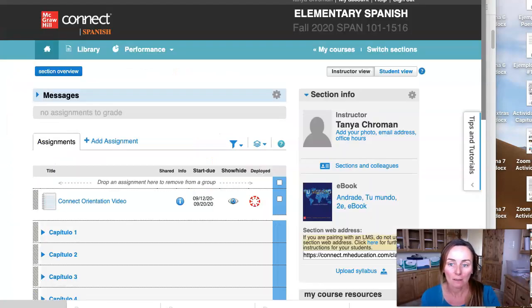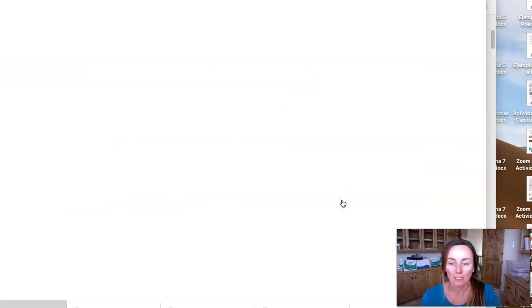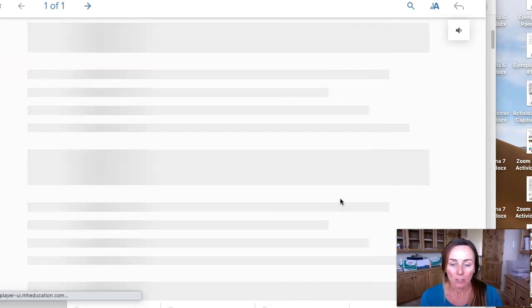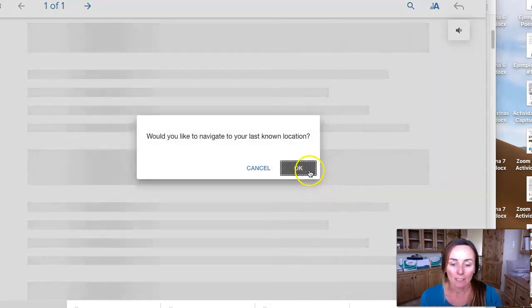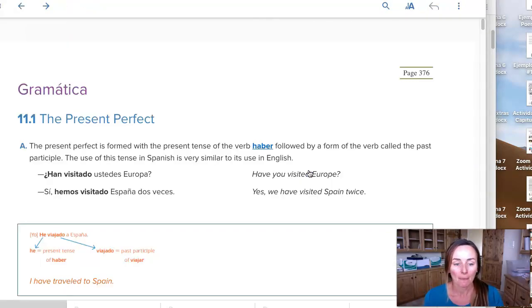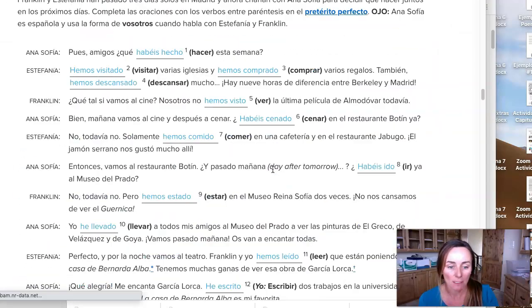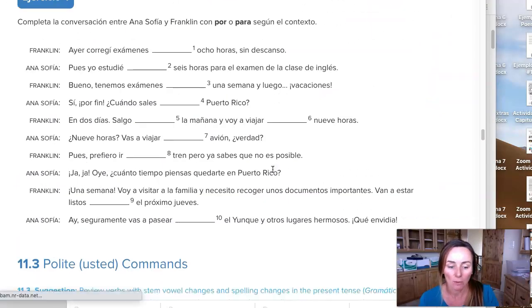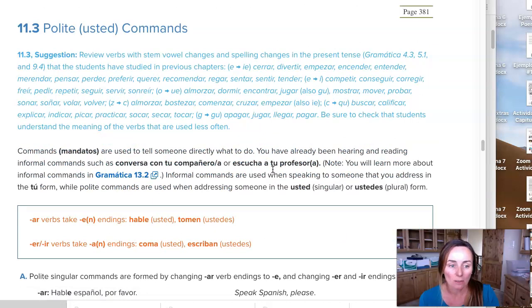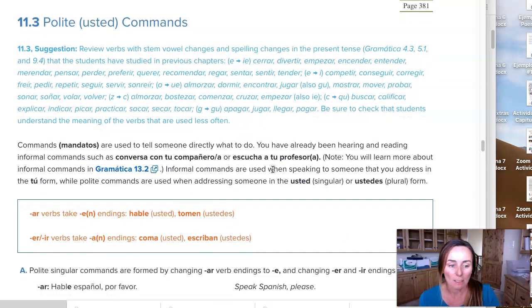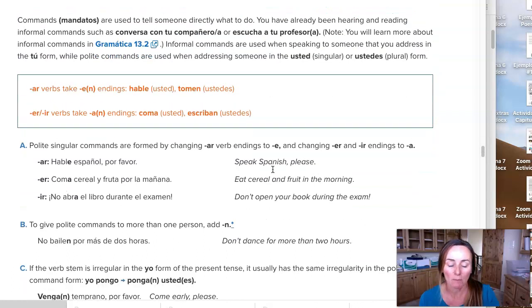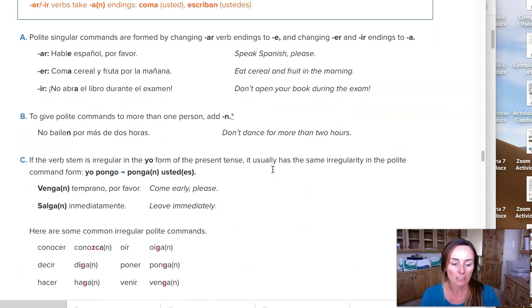And then also one other thing I wanted to show you is in your textbook. So you should be following along and doing the activities that are in your textbook. Like I said, this week we're finishing up chapter 11. And so just skipping ahead, we've gone through the present perfect. Again, we've gone through the review. And just to look at these commands, usted commands, this is a good explanation of them. They have it again in English, in Inglés.